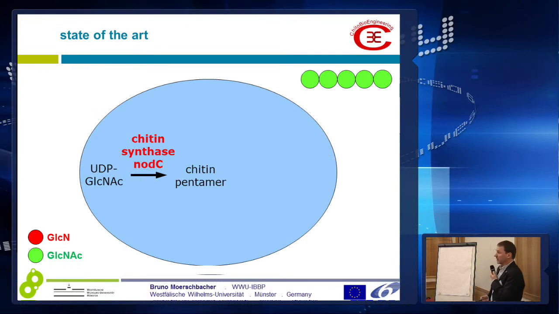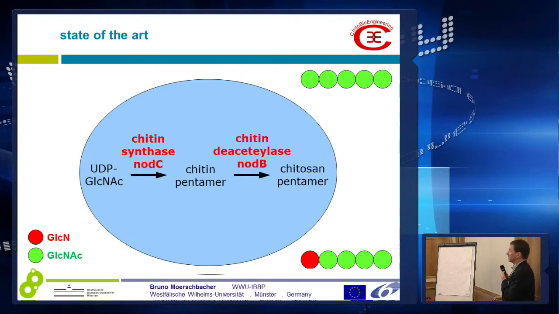State of the art at the beginning of our project was that a certain bacterial chitin synthase gene, the NodC gene, had been expressed in E. coli and produced the chitin pentamer. And then if the NodB gene, a very specific chitin deacetylase, was added, one type of monodeacetylated chitosan pentamer could be produced. So this was the state of the art at the beginning of our project, one chitosan oligomer which can be produced.